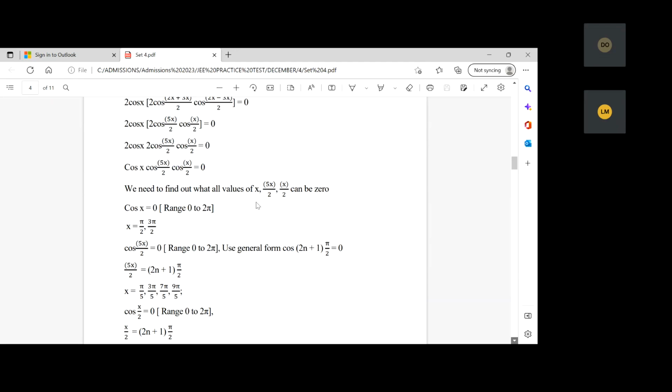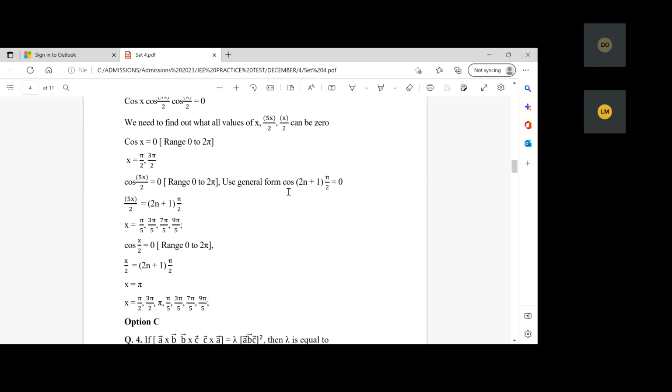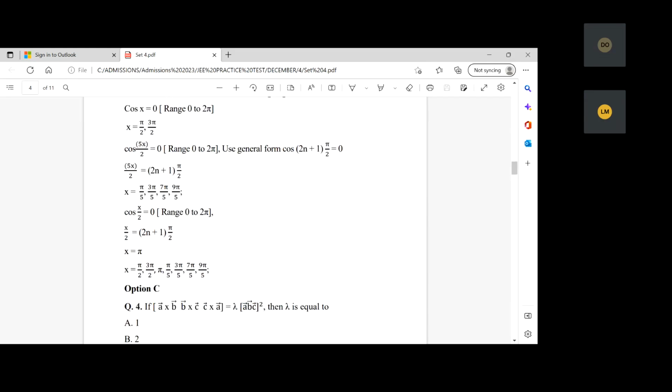So after simplifying, you need to find the values of x for cos 5x/2 and cos x/2, and you have the range from 0 to 2π. So what will happen for cos x? Which values will satisfy cos 5x/2, and which values will satisfy cos x/2? This is something you need to find out. So I hope the question is clear, and yes, I think we can solve the next question.